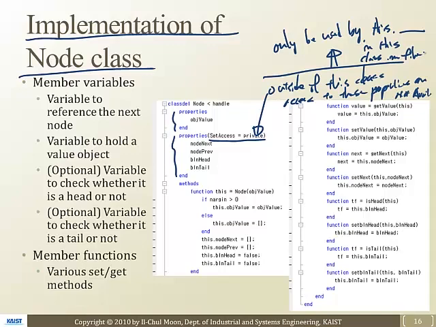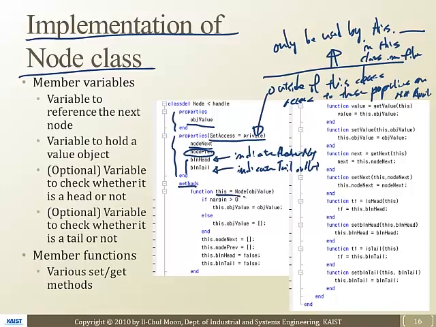So besides this, the whole thing has the same properties. We have property object value that we discussed and node next that we discussed. And this node prev, this is for the doubly linked list, but it's here. Let's ignore this for the moment. And we have this Boolean head and Boolean tail. This indicates whether this is a head or not. Same thing here, indicates tail or not. Okay?